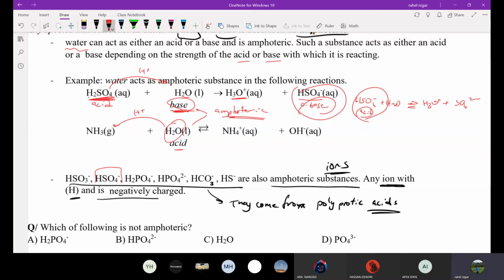But if it reacts with something that is more basic, meaning less acidic, then it will remain an acid compared to H2O, which has less acidity.